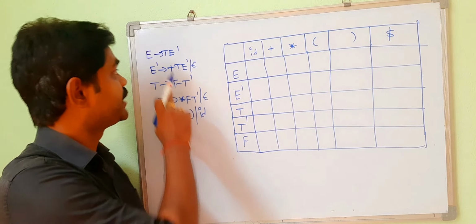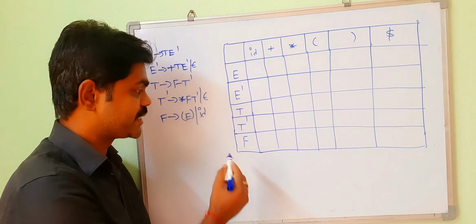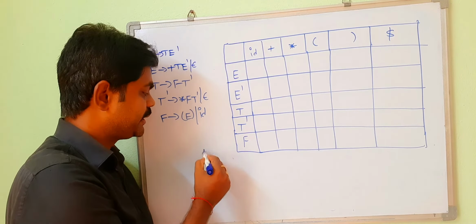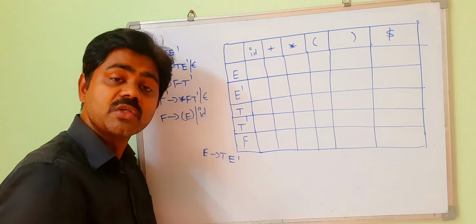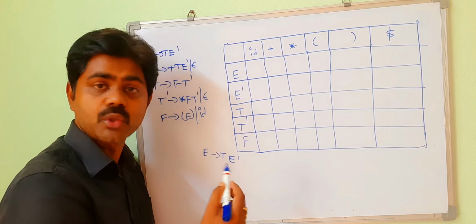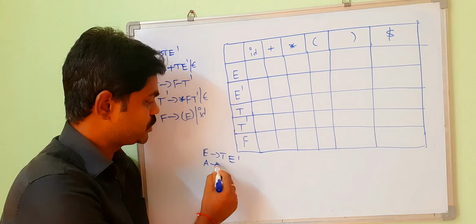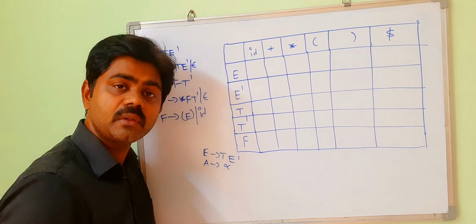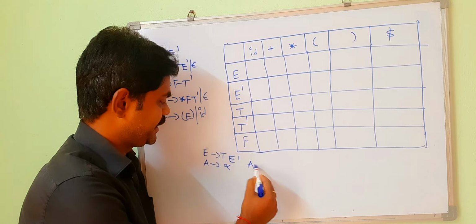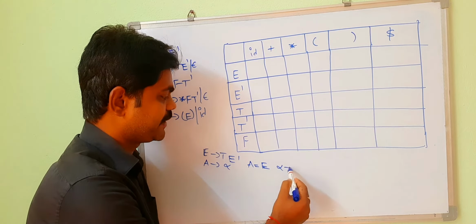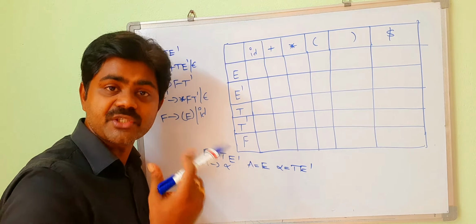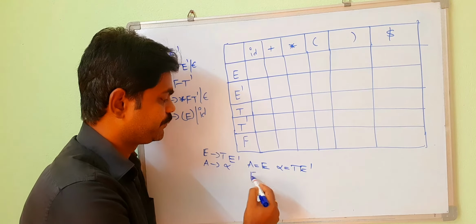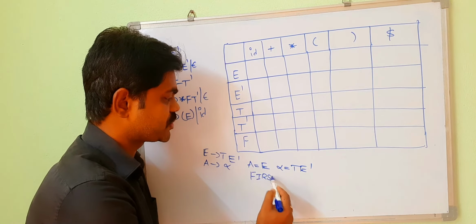The first production we have is E tends to TE'. Okay, so I'm writing here E tends to TE'. So we need to substitute this with A tends to alpha. So A tends to alpha. Okay, so what is A here? A equal to E, alpha equal to TE'. Okay, so now we need to find out the first of alpha. So what is alpha here? Alpha is TE', that is first of T'.